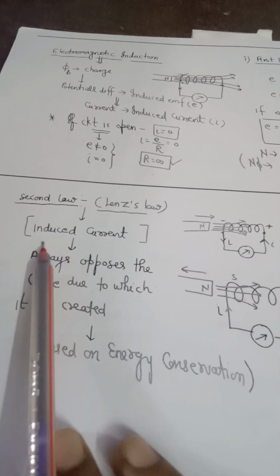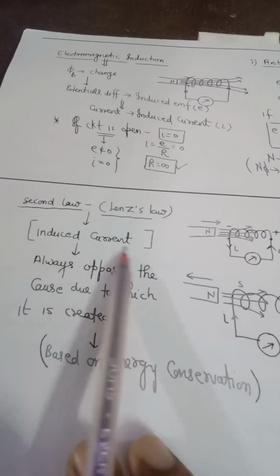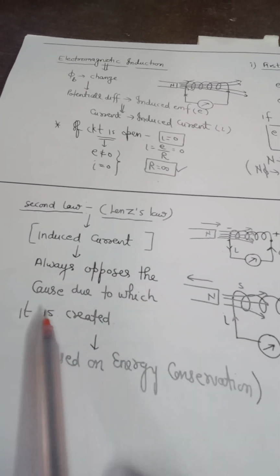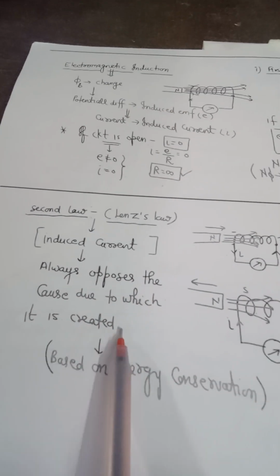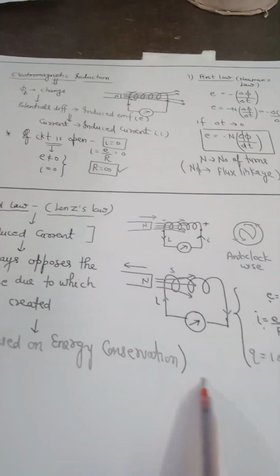Now we will discuss the second law, Lenz's law. It is defined as: the induced current always opposes the cause due to which it is created, based on energy conservation.